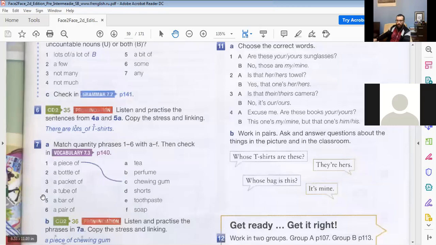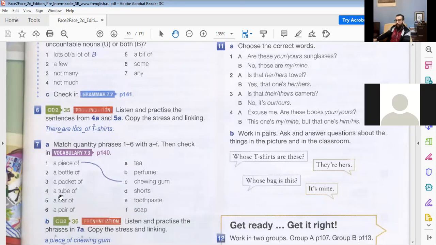We also talked about quantity phrases. And of course, the advantage of using a quantity phrase is now you can talk about the noun as if it's countable. So for example, if you talk about toothpaste, you cannot say a toothpaste because it's uncountable. So you cannot use a or an. You cannot say one toothpaste, two toothpastes. It's impossible. You can't do it like that.